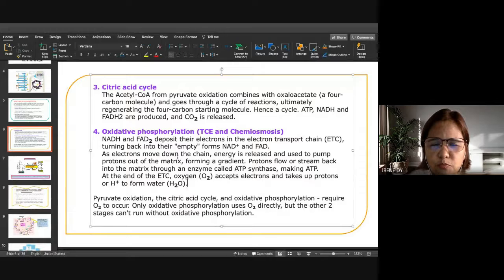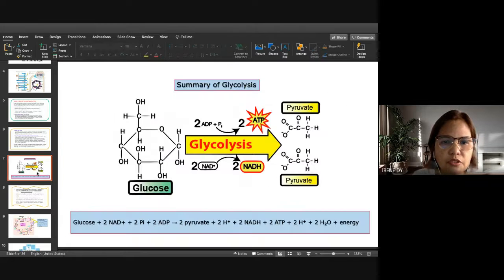Now, as electrons move down the chain, energy is released and used to pump protons to the matrix. Okay, even if I'm going to read this, if you're not going to understand it, nasa Lobster yung mas malinaw na paliwanag. So when you talk about pyruvate oxidation, the citric acid cycle, and oxidative phosphorylation, it requires oxygen. O diba? Kung walang oxygen, wala. Okay. Only oxidative phosphorylation uses oxygen directly, but the other two stages can't run without oxidative phosphorylation.